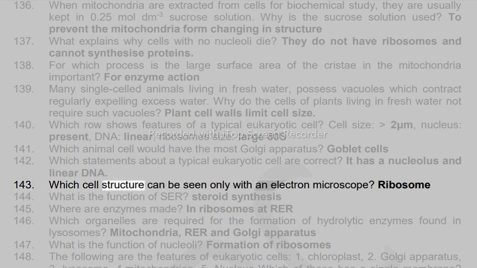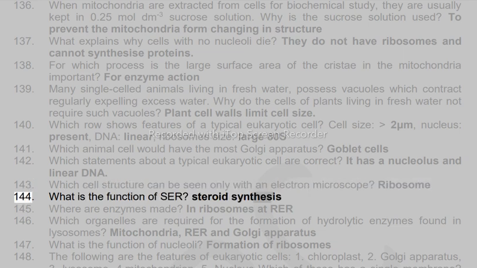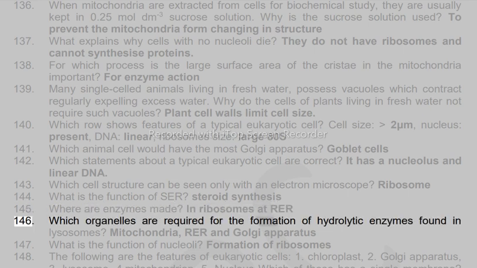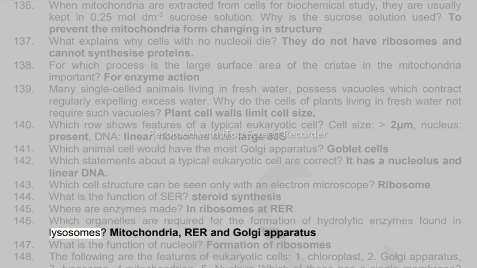143. Which cell structure can be seen only with an electron microscope? Ribosome. 144. What is the function of SER? Steroid synthesis. 145. Where are enzymes made? In ribosomes at RER. 146. Which organelles are required for the formation of hydrolytic enzymes found in lysosomes? Mitochondria, RER, and Golgi apparatus.